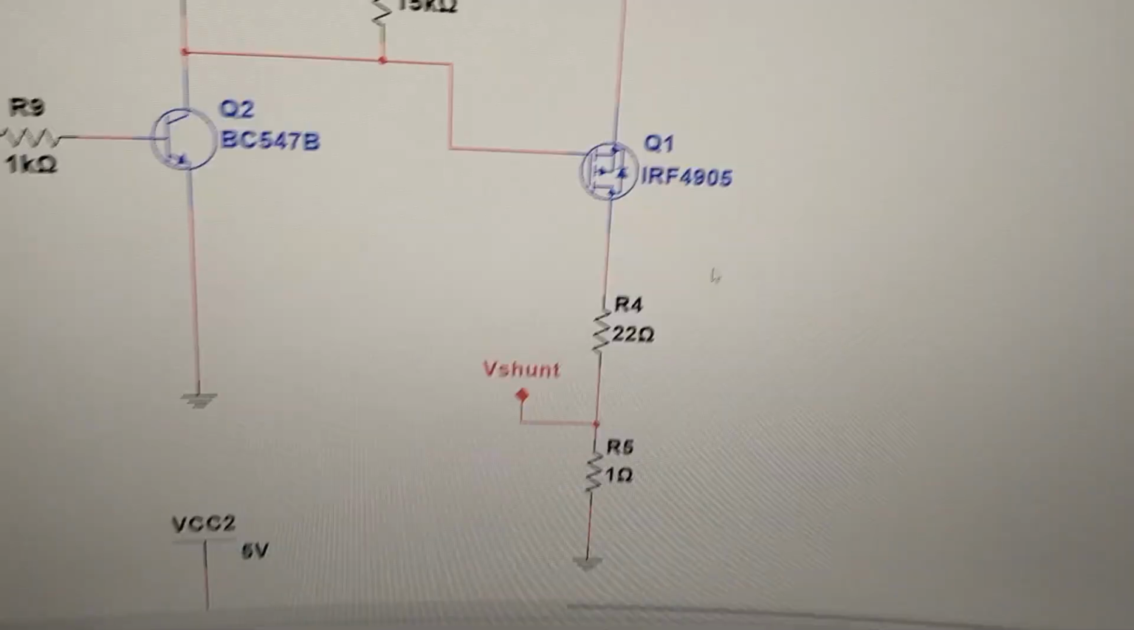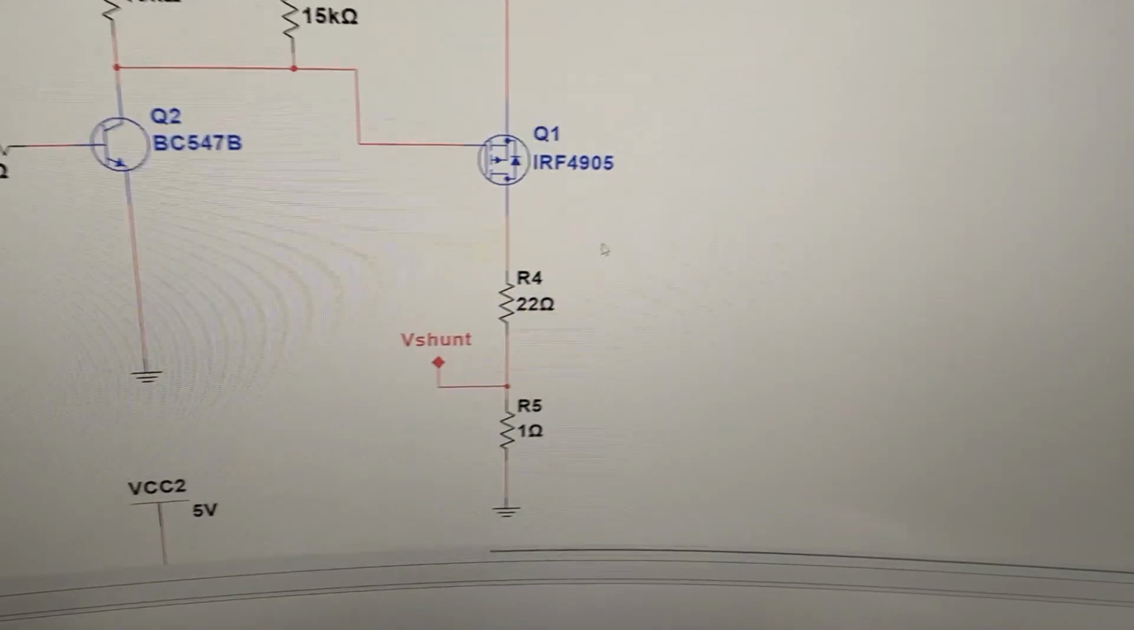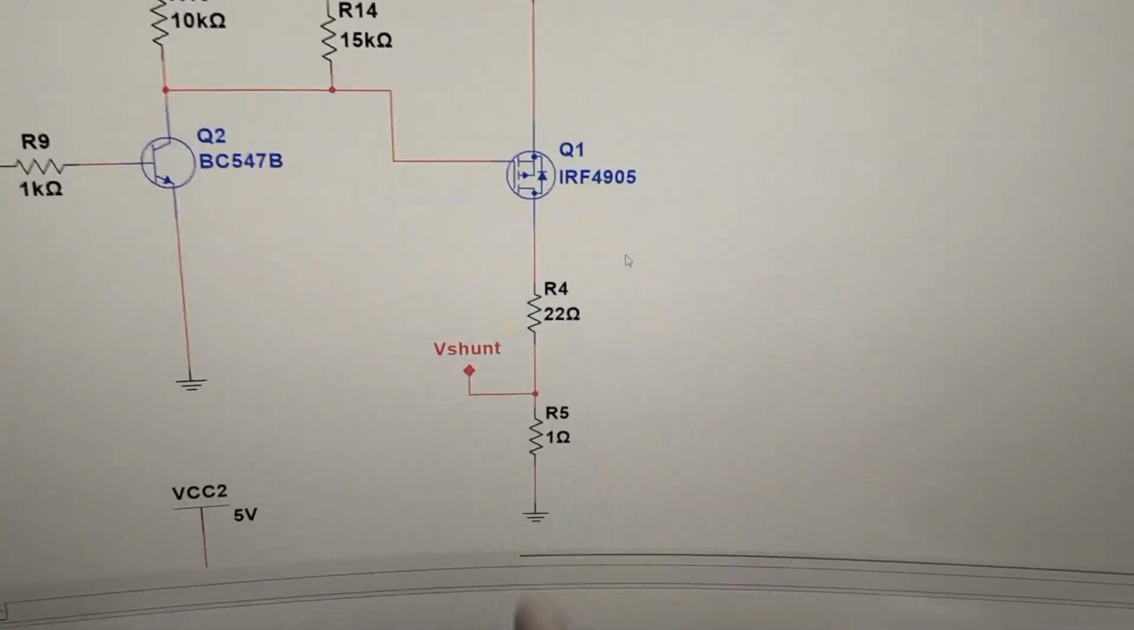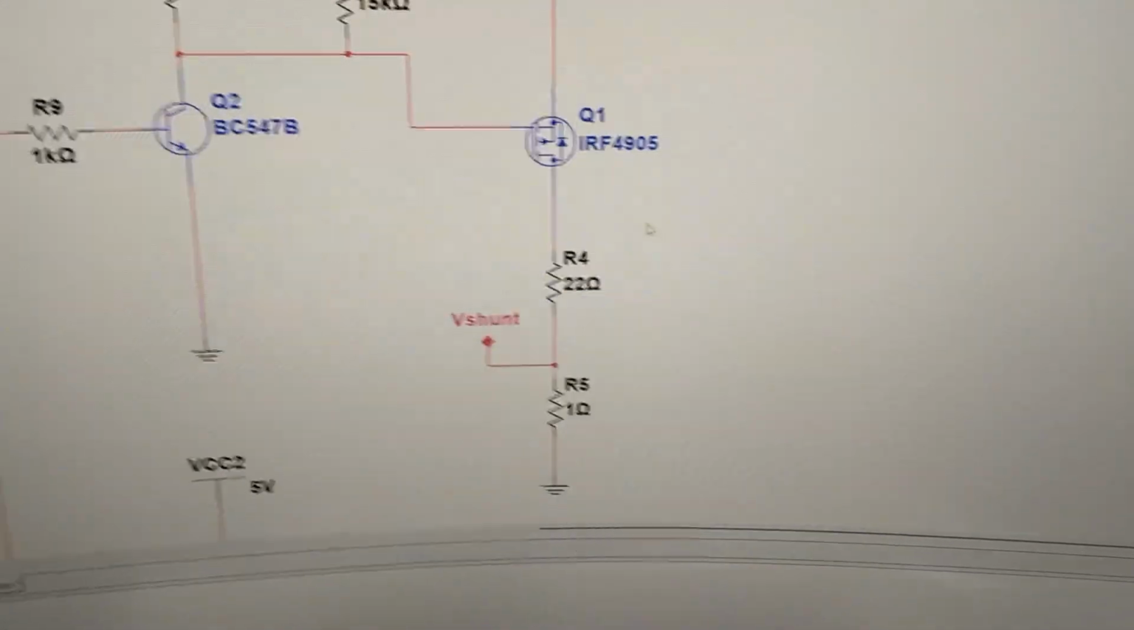So first of all, this is our main switch, which, as I said, is the P channel MOSFET. This is our load, and that's the current shunt.